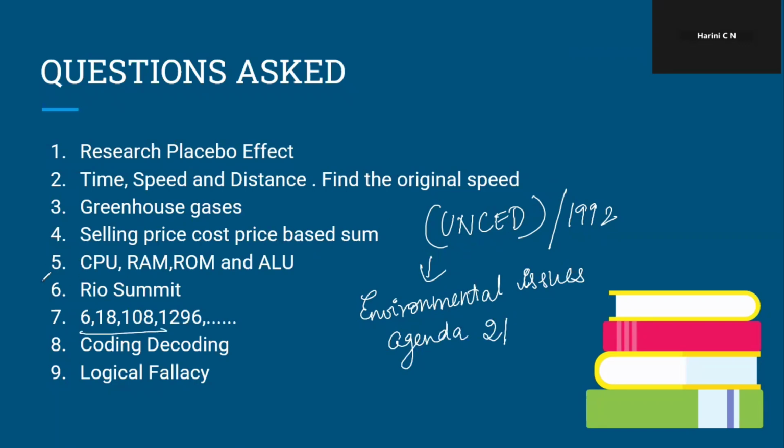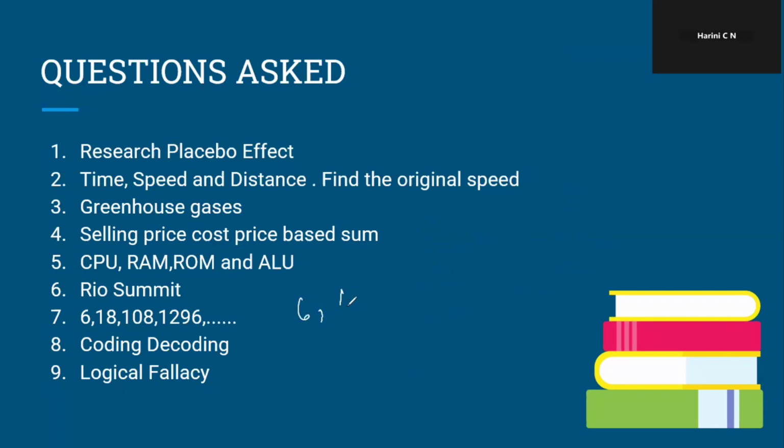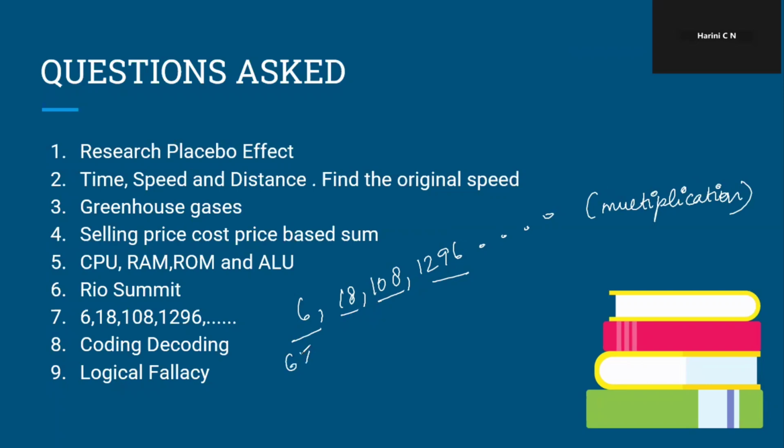The next one is missing number series 6, 18, 108, 1296. The number is increasing on a higher scale, so it will have to do with multiplication. If you see 6 and then comes 18, 6 threes are 18. Here if you see 18 and 108, 18 into 6, try out the 18 tables. 18 into 6 will give you 108. So here there is into 3 and here there is into 6. So it is into 2 in between.